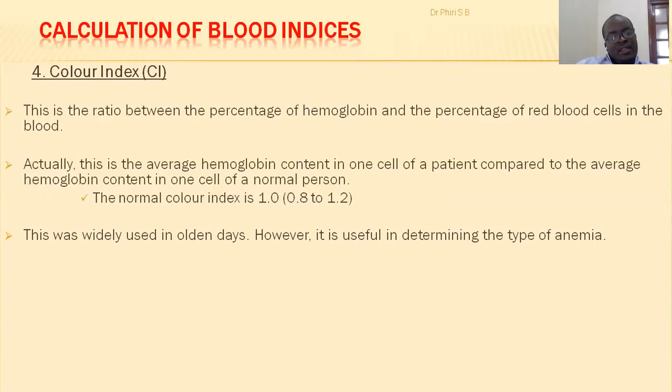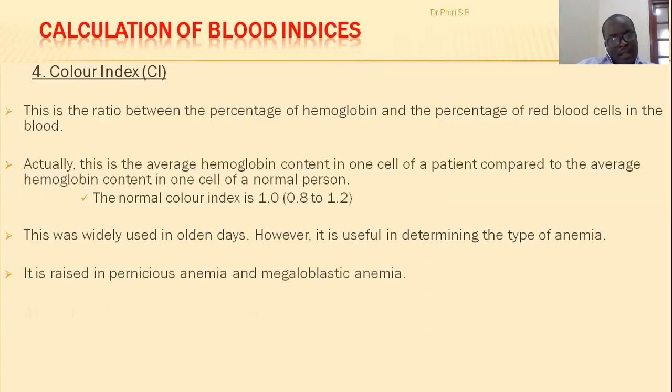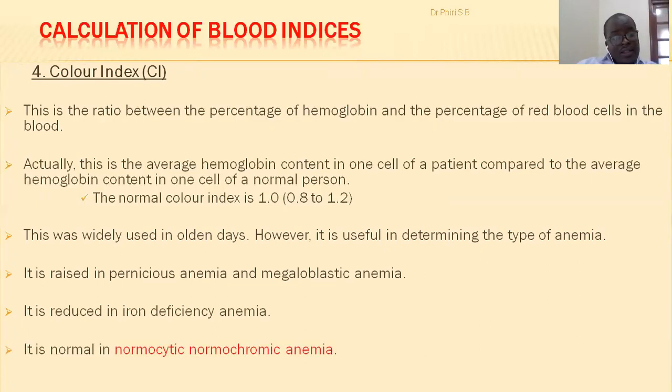The color index was widely used in olden days, but it is still useful in determining the type of anemia. So we can also tell the type of anemia by looking at the color index. It is raised in pernicious anemia and megaloblastic anemia. In most cases, it is reduced in iron deficiency anemia. Then it is normal in normocytic, normochromic anemia.